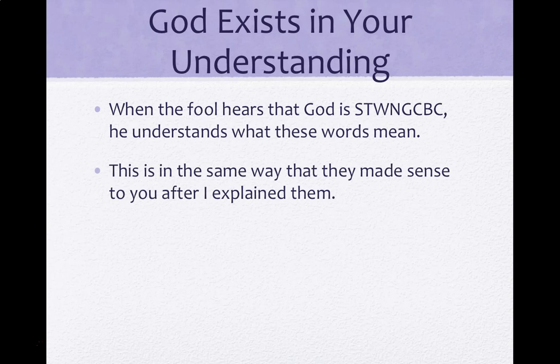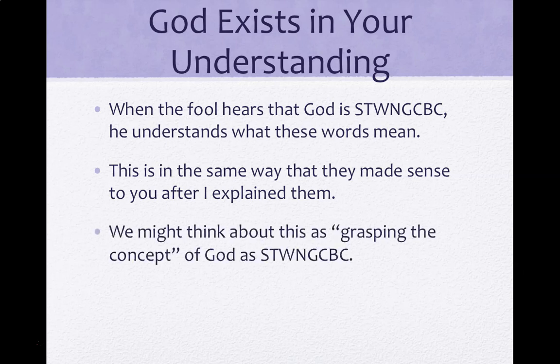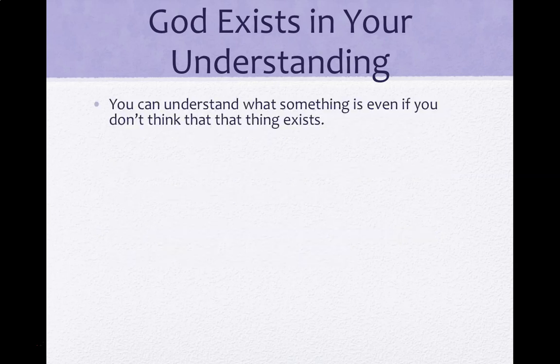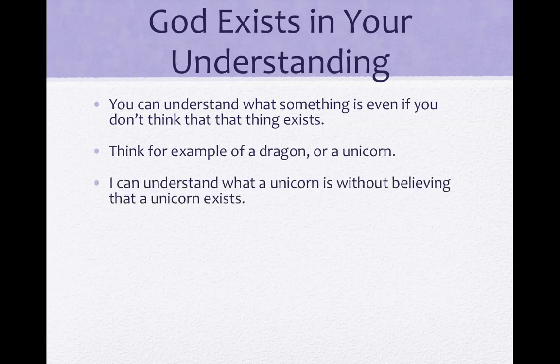This is the same way that they made sense to you after I explained them, hopefully they're starting to make sense, right? Okay, so we might think about this as the fool grasping the concept of God as something than which nothing greater can be conceived. All right, so you can understand what something is even if you don't think that that thing exists. All right. So, for example, think of a dragon or a unicorn.